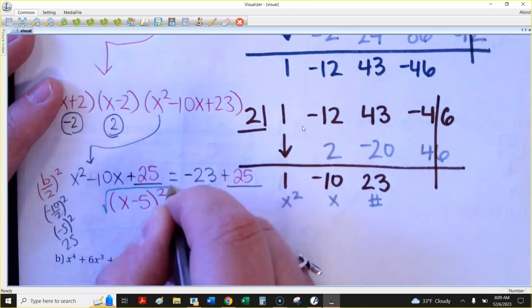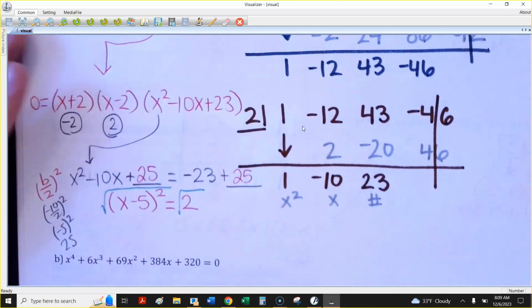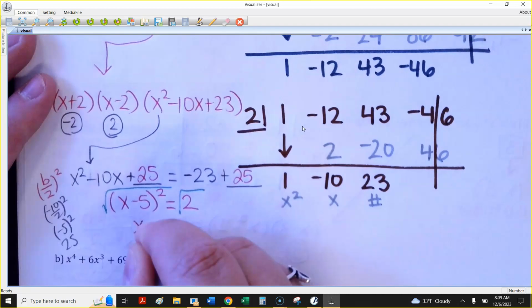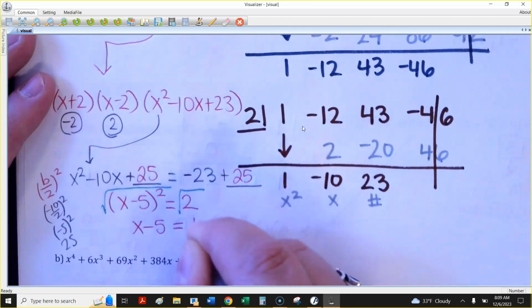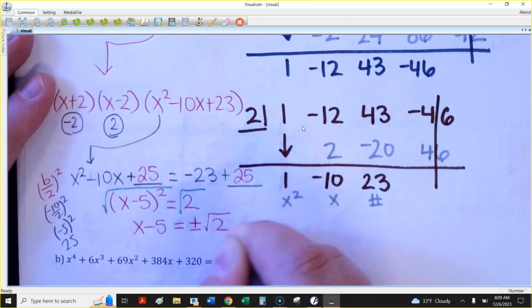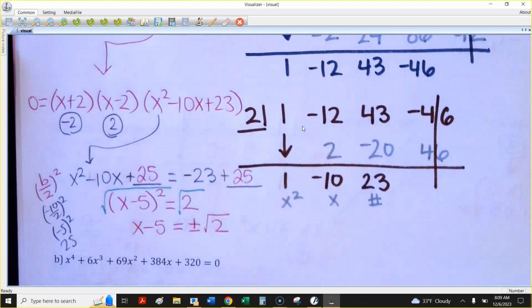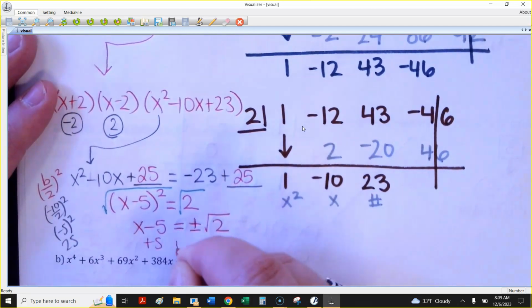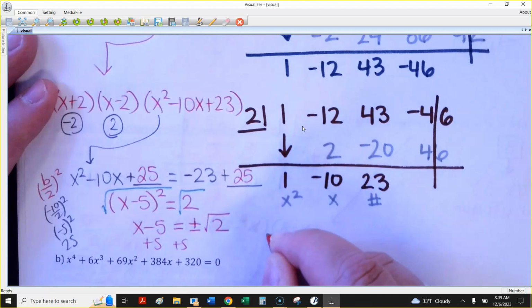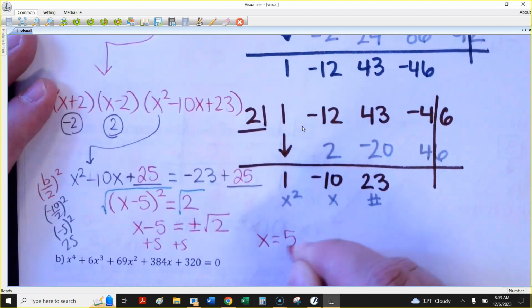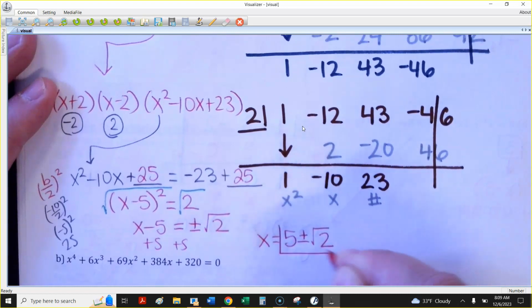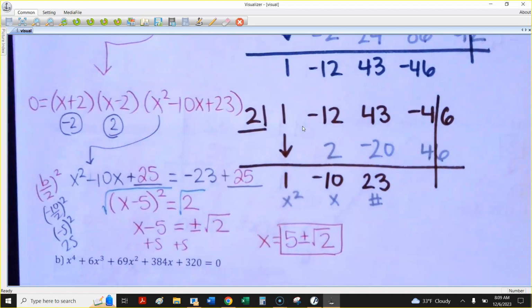All you've got to do, if you're completing the square, is get rid of the squared by taking the square root here. Now, when you enter the square root into the problem, that automatically is going to give you that plus and minus symbol. And then I would just have to add 5 to the other side of that, directly after the equal sign, so it's 5 plus or minus square root of 2. So that's 2 answers in 1.